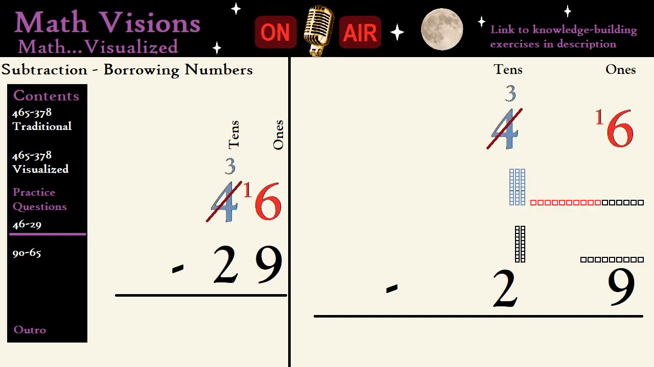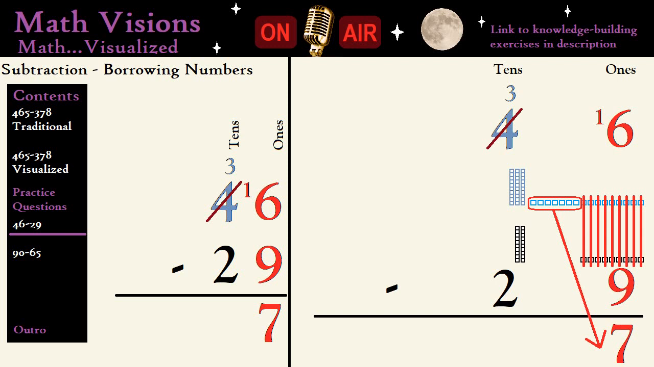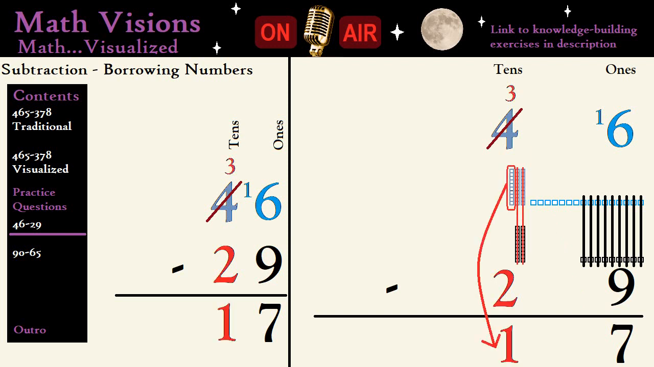16 minus 9 is 7. So we write 7 in the ones place. Now, moving over 1 space to the left, we have 3 minus 2, which is 1, and we write this in the tens place. So, 46 minus 29 is 17.